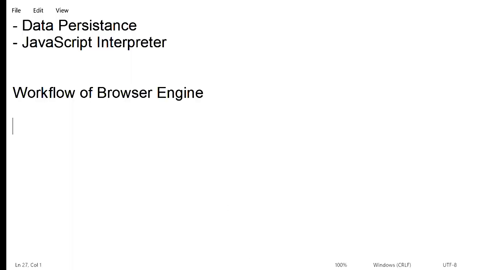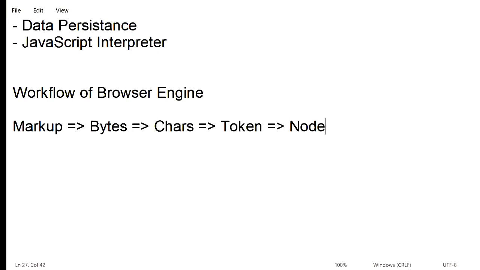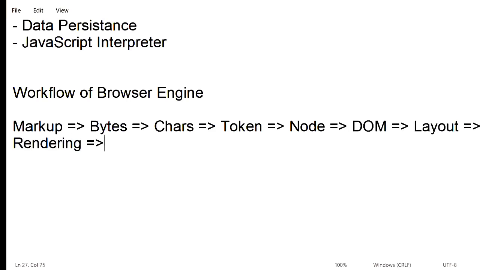What is the workflow? You write your markup. Your markup is converted into bytes. Bytes are converted into characters. Characters are converted into tokens. Tokens are converted into nodes. Nodes are converted into the DOM. The DOM is converted into layout. It will undergo rendering. After that, it will undergo painting. That is the output you will see. This is the basic workflow of a browser engine, how the browser works.